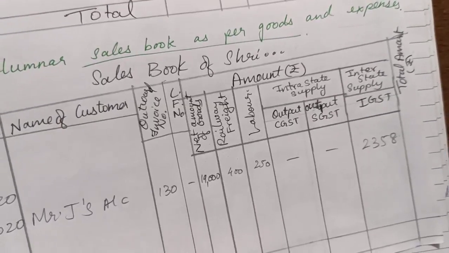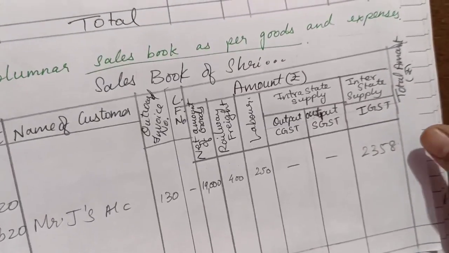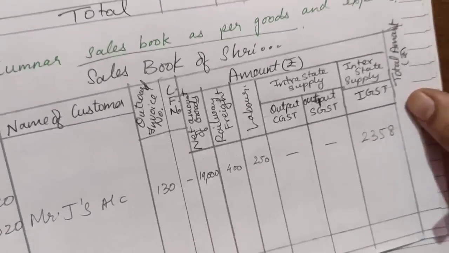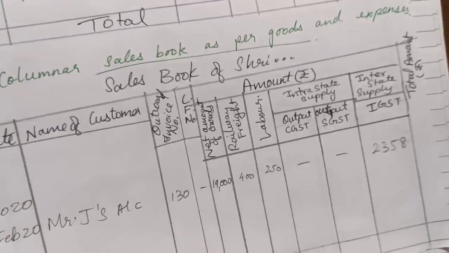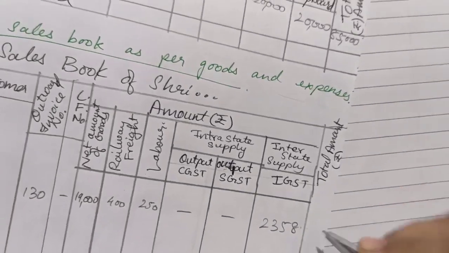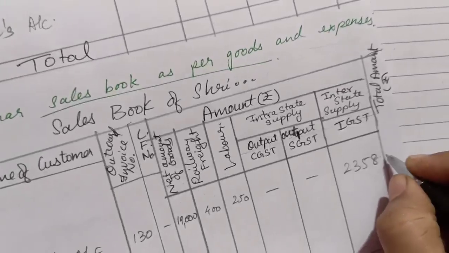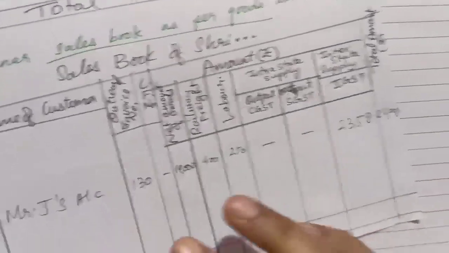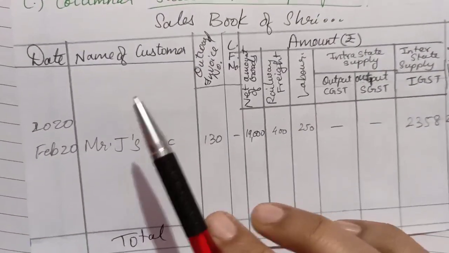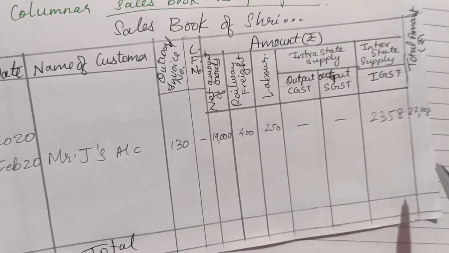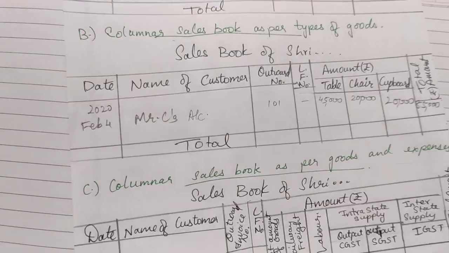Now, after recording all these, we have to just make the total and write it over here in the total amount column. So the total is 22,008 rupees. Here there is no space, so I am writing it over here like this: 22,008 rupees. And after recording all these transactions relating to sales with the expenses, you need to make the total over here and here. Fine. So these were the specimens of the sales book.